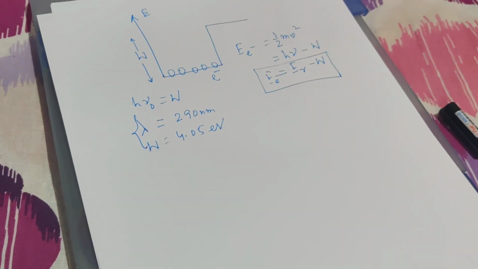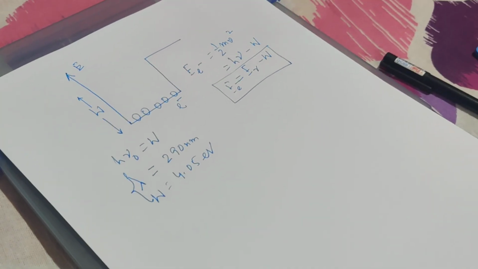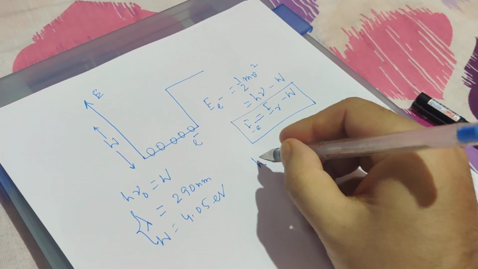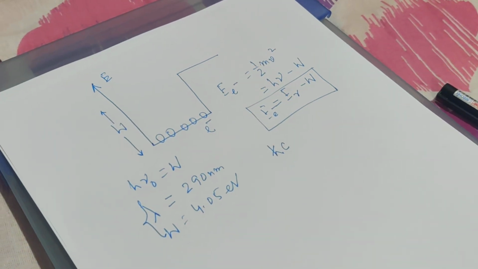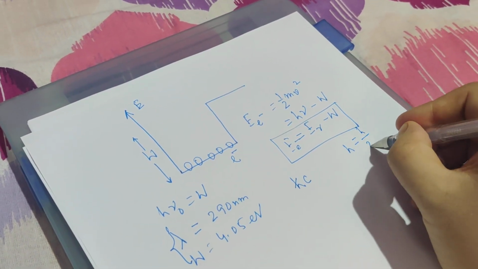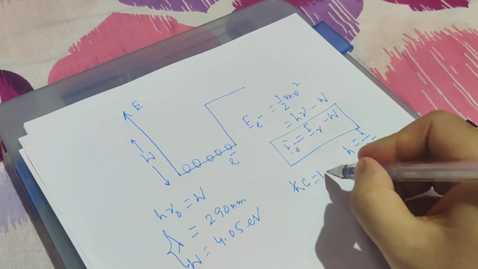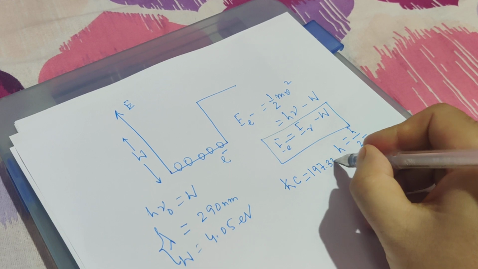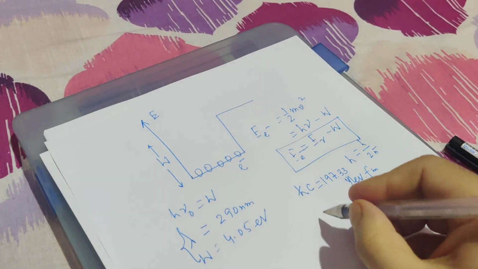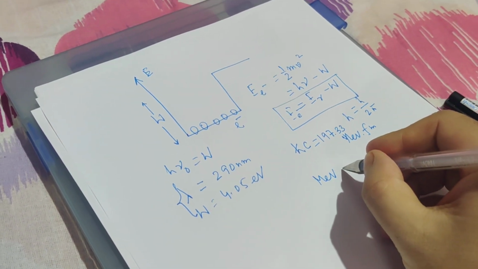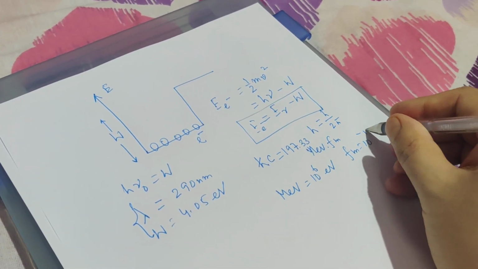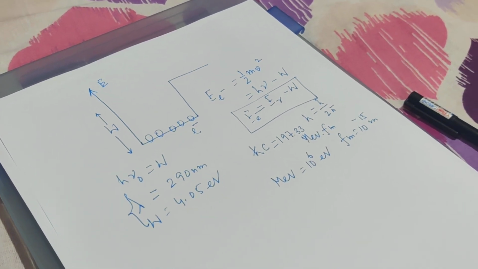So let us calculate this in a very simple fashion. You have to remember this value, which is very important in physics: h-bar c, where h-bar is h by 2 pi. Its value is typically of the order of 197.33 MeV femtometer. MeV is the bigger unit, 10 to the power 6 electron volt, and femtometer is 10 to the power minus 15 meter.